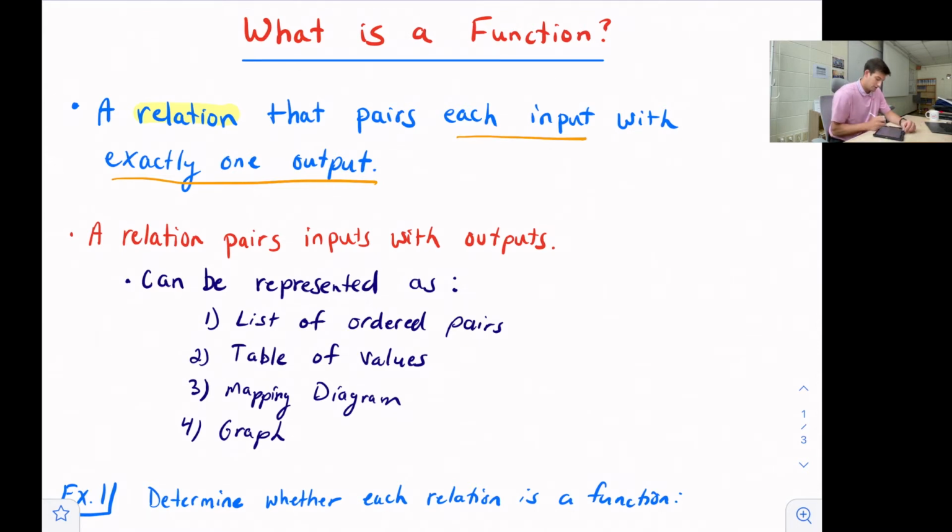A relation is a set of ordered pairs. It can be listed as ordered pairs, could be a table of values, could be a mapping diagram, could be a graph. So a relation just pairs inputs with outputs. A lot of times in algebra you'll see the variables x and y. So x would be our input, y would be our output. Okay, let's look at an example here.